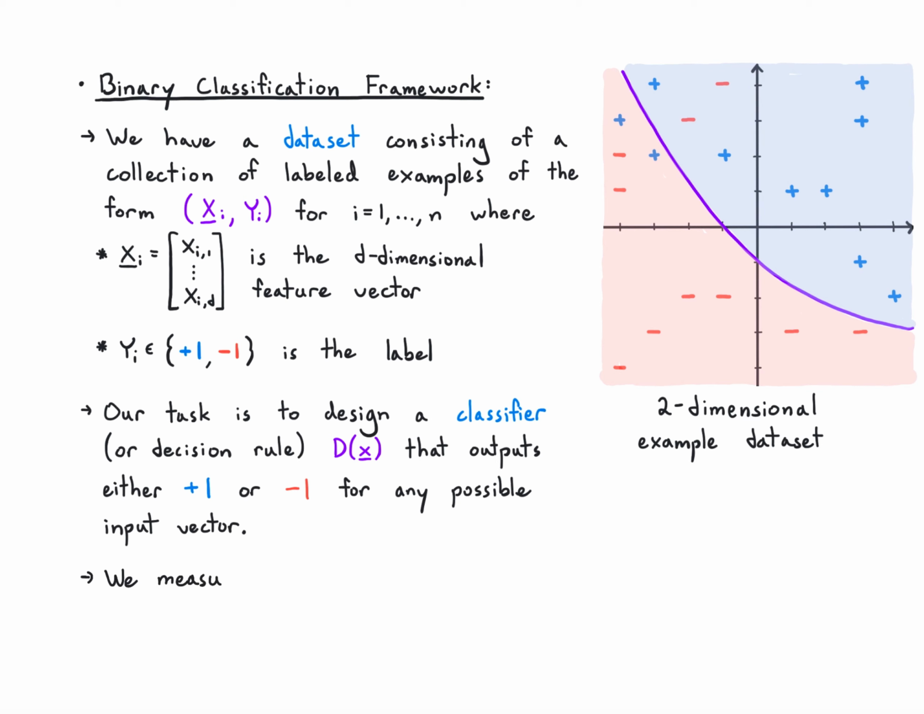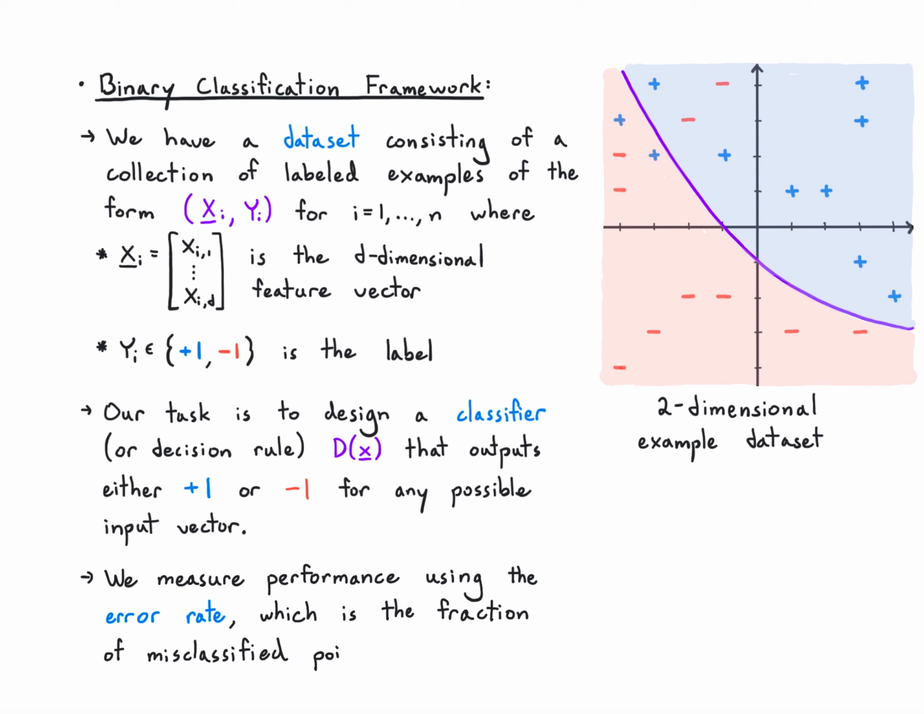We're going to measure the performance of our decision rules, or our classifiers, using the error rate. That's just the fraction of misclassified points. In this example, we have 20 examples, and we misclassified 4 of them. I made some mistakes here so you can see what's going on.